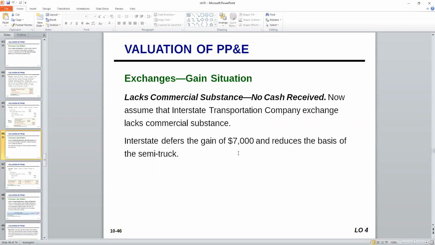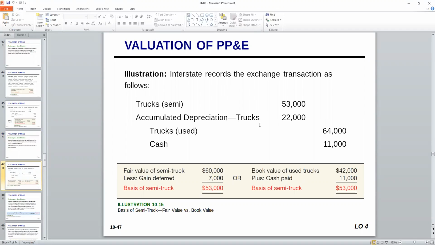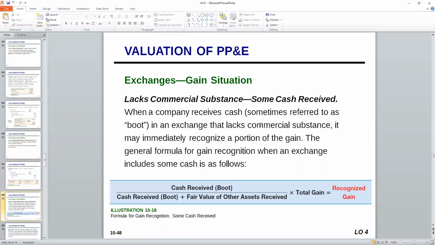And if it lacks commercial substance and no cash is received, then... if there is cash received, then when a company receives cash in exchange for lack of commercial substance, it may immediately recognize a portion of the gain. And this is a relatively complicated formula too. You'd have to look it up to figure out how much gain to recognize.